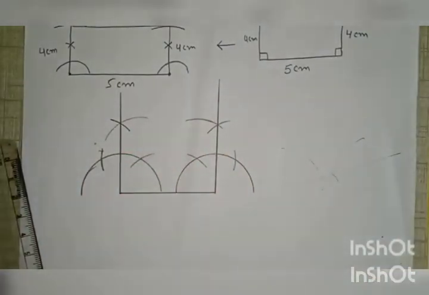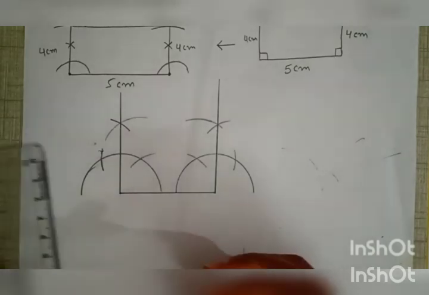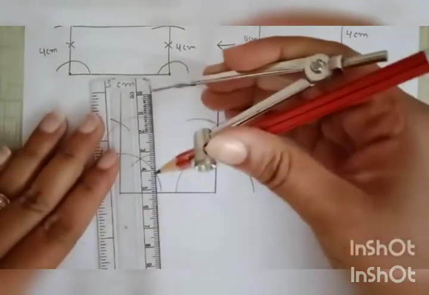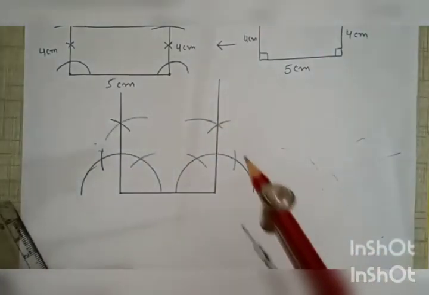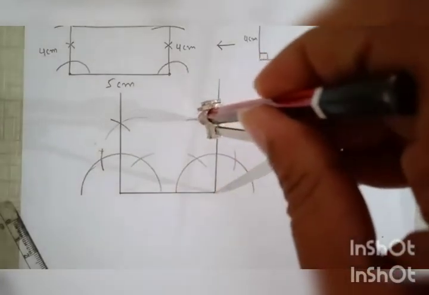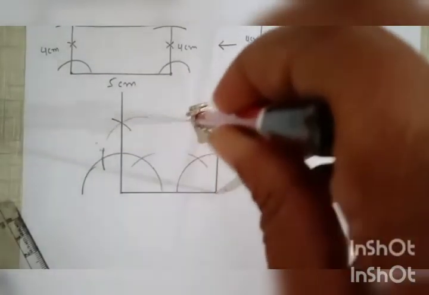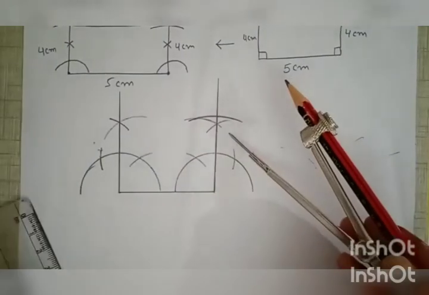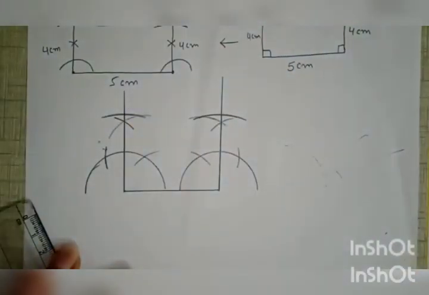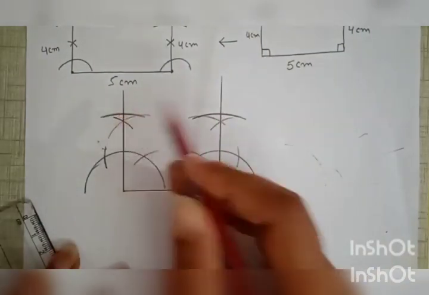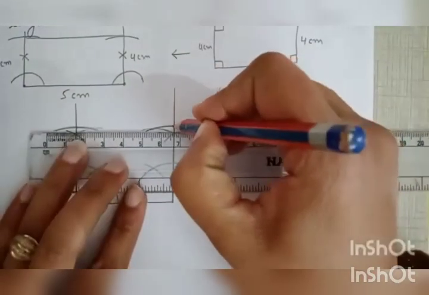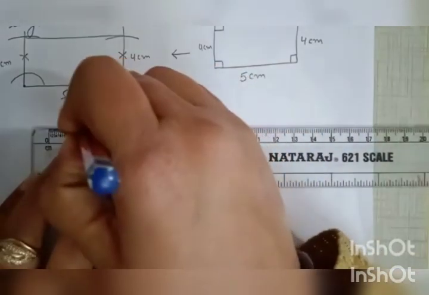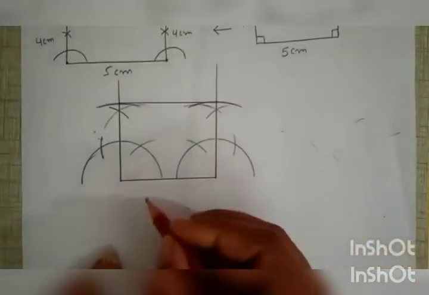Now we have to just draw the arc equal to the breadth, which is 4 centimeter. So I will open an arc of length 4. Keeping your compass at the first corner, draw an arc of 4 centimeter. Now these arcs can overlap, so don't worry about that. Same, draw arc here. So you have got 2 points, 1 and 1. Join them. So this forms the rectangle.